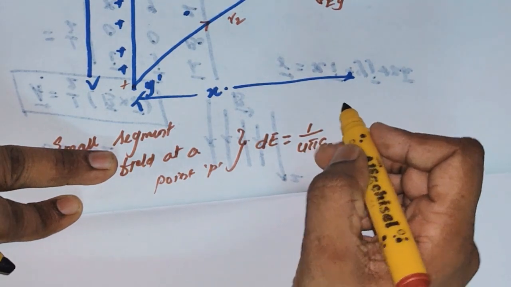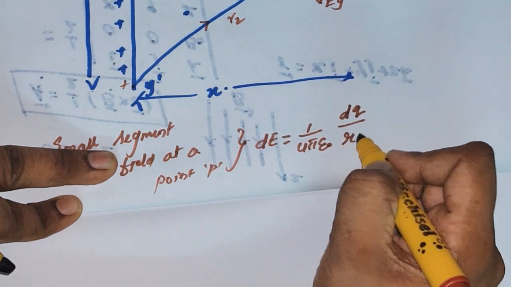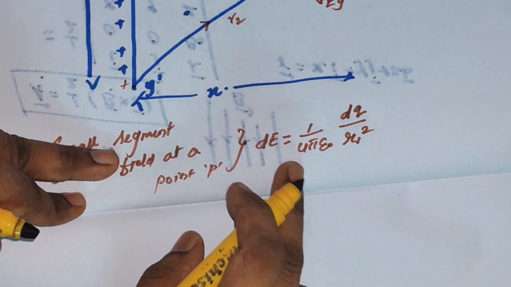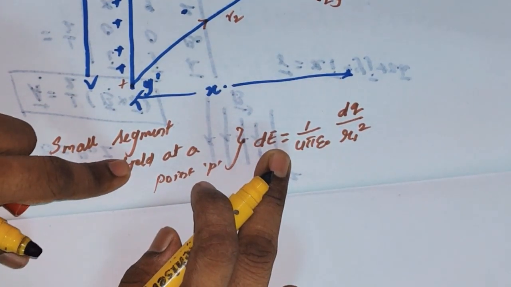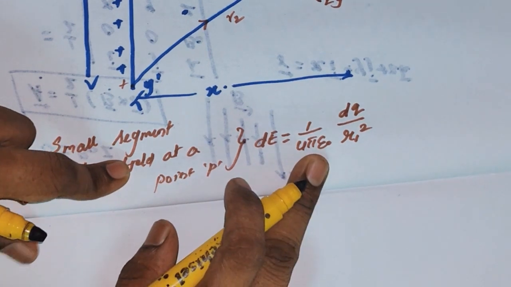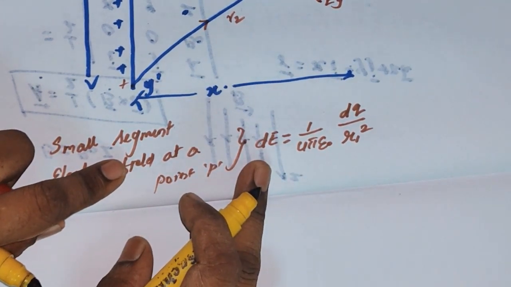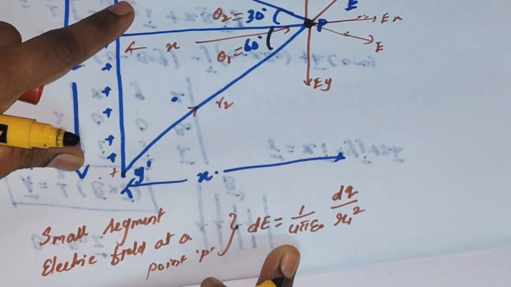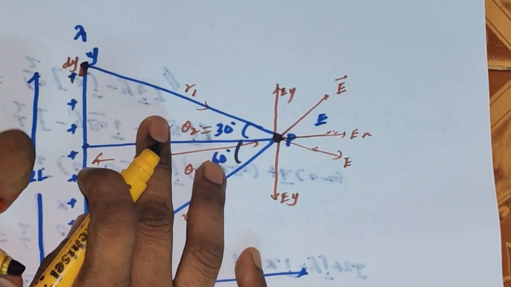This small segment contributes a charge dq at a distance r1 squared. So this is the electric field at a point P due to the small segment, but it has two components, because there is an x component and a y component of the electric field. Before that, we are going to do some trigonometric algebra from this given right angle triangle.